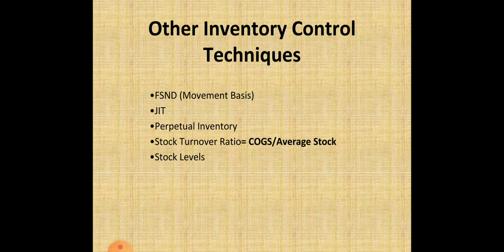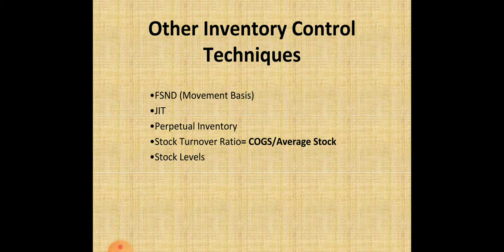Stock turnover ratio, we have already discussed in the 5th semester how to calculate it, that is COGS divided by average stock. Basically here we are just checking the turnover ratio, the number of times stock can be moved into cash. The last one is stock levels. Here we are fixing the stock levels, minimum level and maximum level.